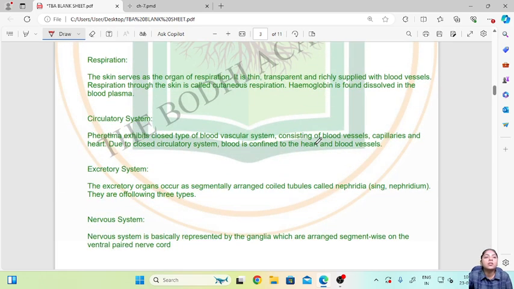Then the next point is respiration. So the skin serves as the organ of respiration. It is thin, transparent and richly supplied with blood vessels. Respiration through skin is called cutaneous respiration. Then hemoglobin is found dissolved in the blood plasma.